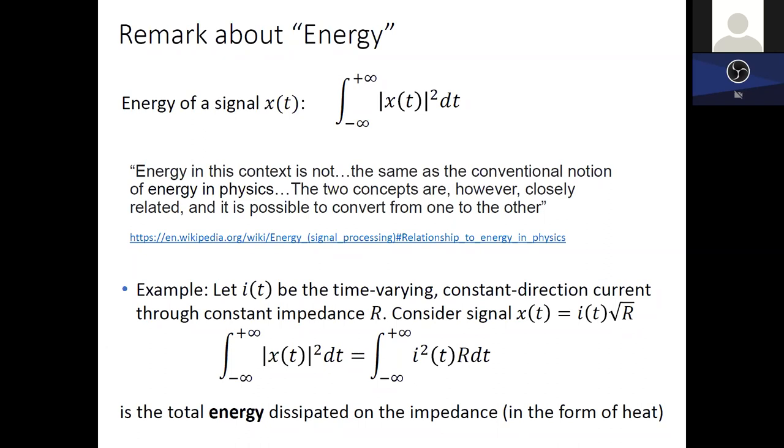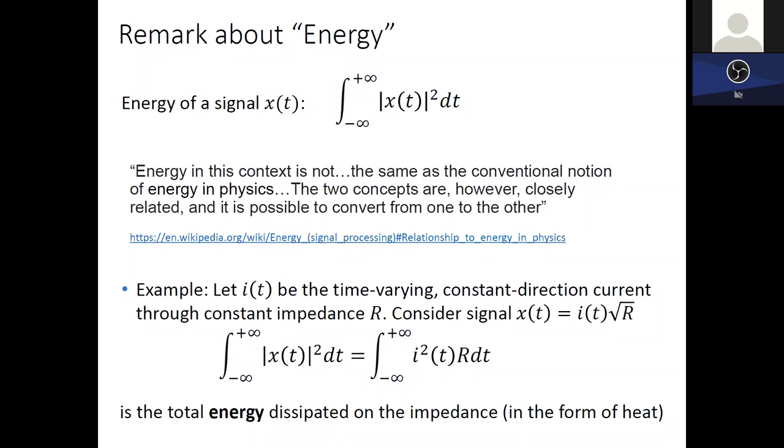Here I give you one simple example. Let's consider a direct current circuit, and we have an impedance which is constant, constant impedance R. There is some current flowing through that impedance and it's time varying. Let's denote this current as I of t, and it always flows in one direction, which means I of t can have time varying magnitude, but does not alternate its direction. Then we define a signal x of t, which is I of t scaled by a constant, square root of R. Then if you look at this integral, x of t magnitude square dt from minus infinity to plus infinity, it is I square R dt over all the time t.